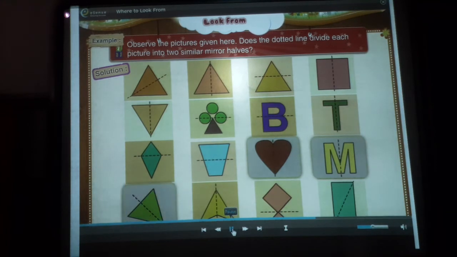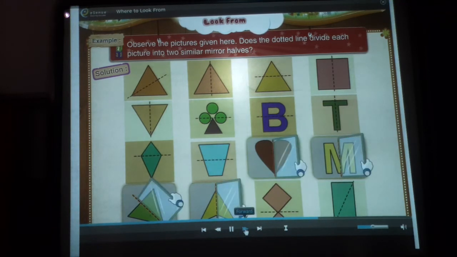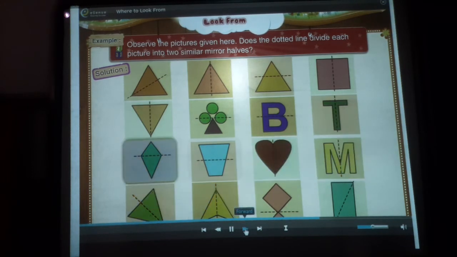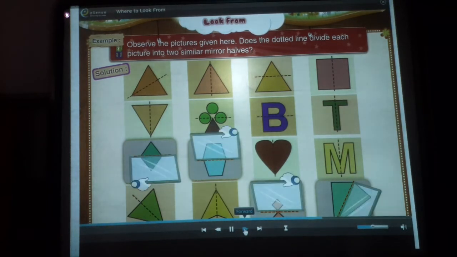12th, 13th and 14th figures also, the dotted line divides them into two similar parts, and if we look at the mirror, they look exactly the same. 1, 10, 15 and 16: the dotted line does not divide them into two exactly same parts, and also in the mirror they do not look the same.